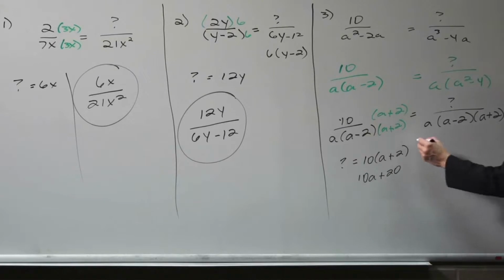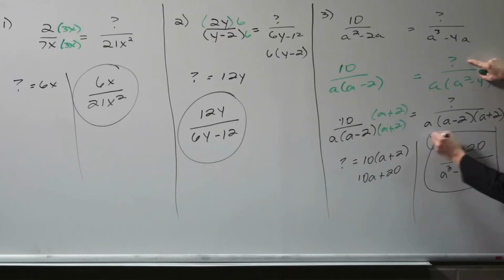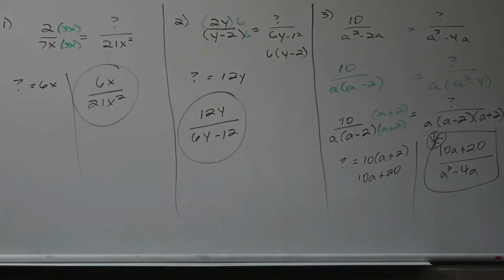Okay, so we can write this as one answer here. It could be 10a plus 20 question mark over a cubed minus 4a. We are done with this mod. Awesome. Okay, so that's it.